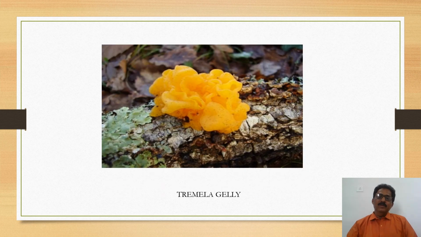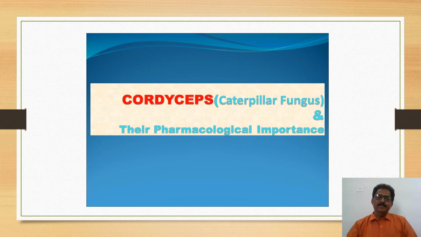These are the jelly mushrooms. The mushrooms which have a jelly type of fruiting body, or basidiocarp, and which have the sporulations and the mycelium.